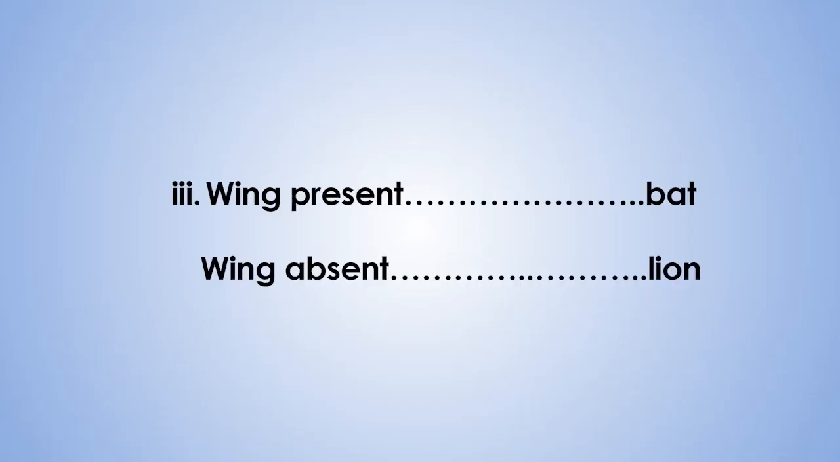Part 3 of the key must separate the lion from the bat. So for number 3, we have wings present and wings absent. For wings present, we have the bat, whilst for wings absent, we have the lion. Now that the lion and the bat have been dealt with in the key, we can return to the animals such as the fish, snake, ostrich, domestic fowl, and lizard.